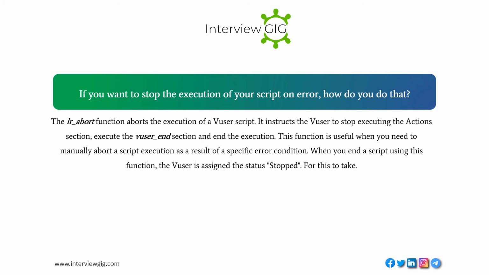If you want to stop the execution of your script on error, how do you do that? The lr_abort function aborts the execution of a Vuser script. It instructs the Vuser to stop executing the Actions section, execute the vuser_end section, and end the execution. This function is useful when you need to manually abort a script execution as a result of a specific error condition. When you end a script using this function, the Vuser is assigned the status Stopped.